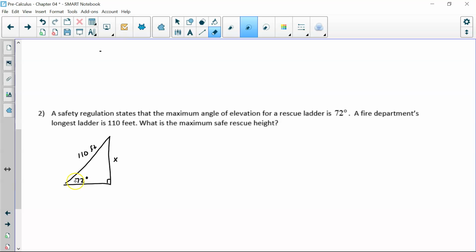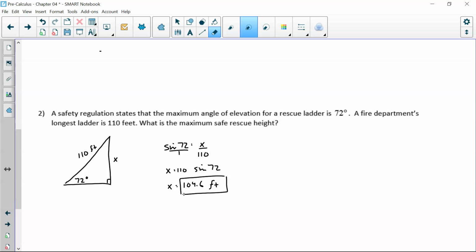So we have the hypotenuse, we can use sine or cosine. So we could do sine 72 equals opposite, which is x, over the hypotenuse 110. Put it over 1 and cross multiply. X equals 110 times the sine of 72. So x equals about 104.6. So about 104.6 feet is the safe height that it could reach. That's the maximum safe height. All right, let's go to the next page.